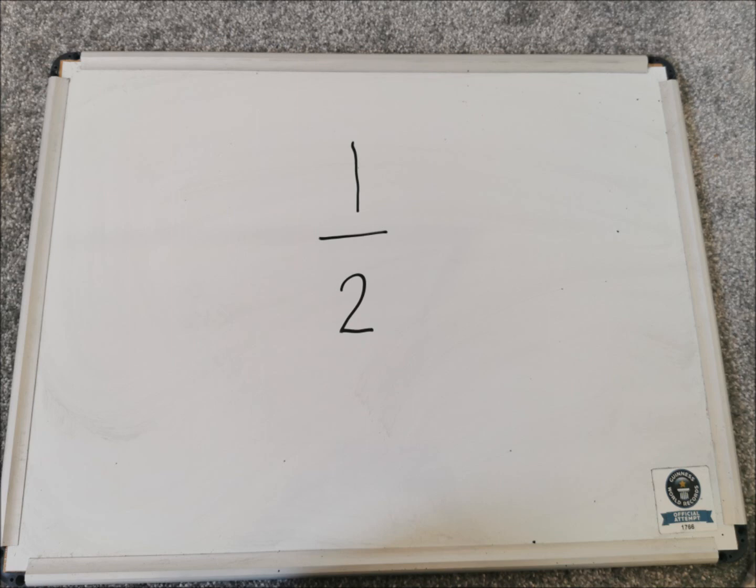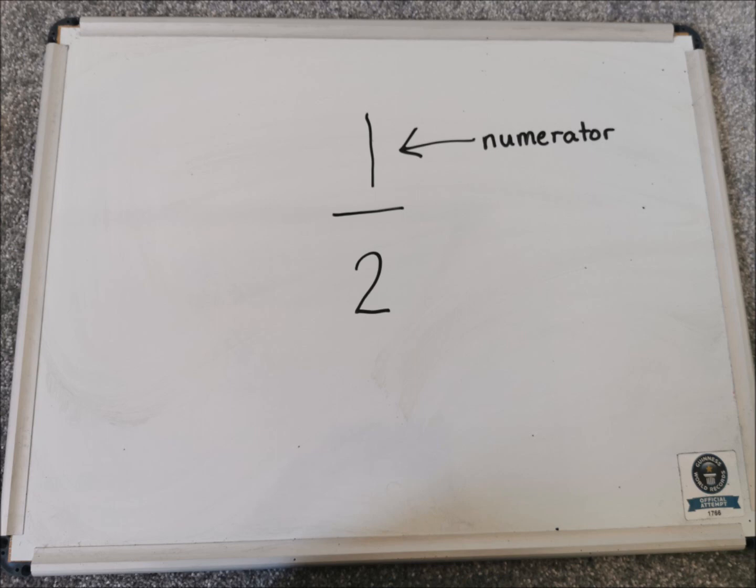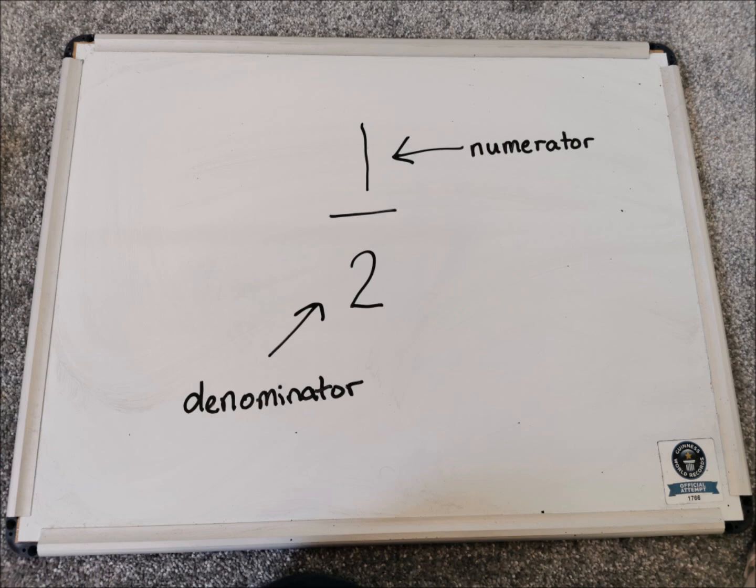Let's look at the actual parts of the fraction first. So there's some fancy words coming up, but don't worry if you don't remember them. It's just to know what the different parts of a fraction are called. So the top number on a fraction is called the numerator. The bottom number on a fraction is called the denominator.